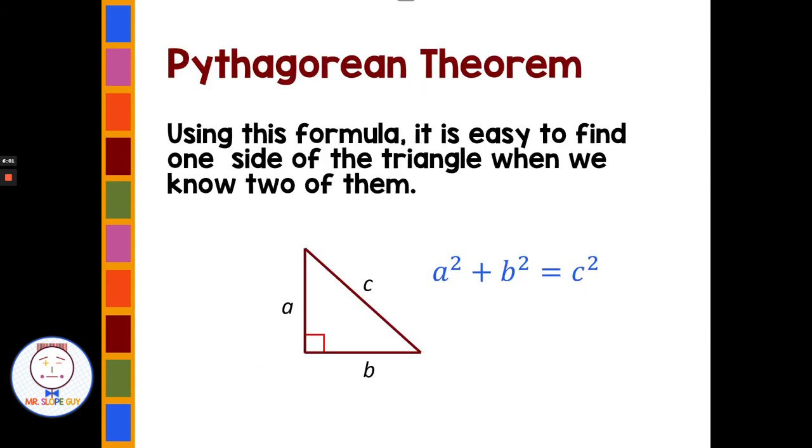The second use we're going to talk about today is using the formula to find one of the sides of a triangle when we know the other two. So if I know A and B, I could find C. Or if I know B and C, I could find A. So given any two of the sides, we can find the third side using the equation A squared plus B squared equals C squared. All right, so let's take a look at what one of those problems will look like.